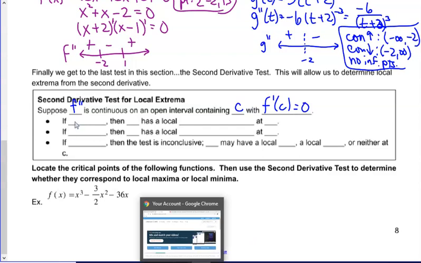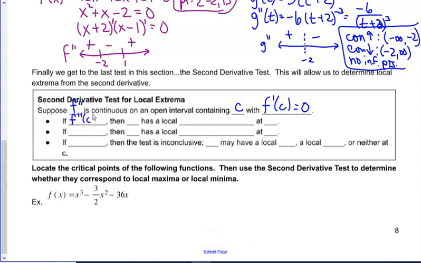Now, if f double prime at c is greater than 0, the derivative is positive. That means that I have a concave up. Then we can say that f has a minimum at c.